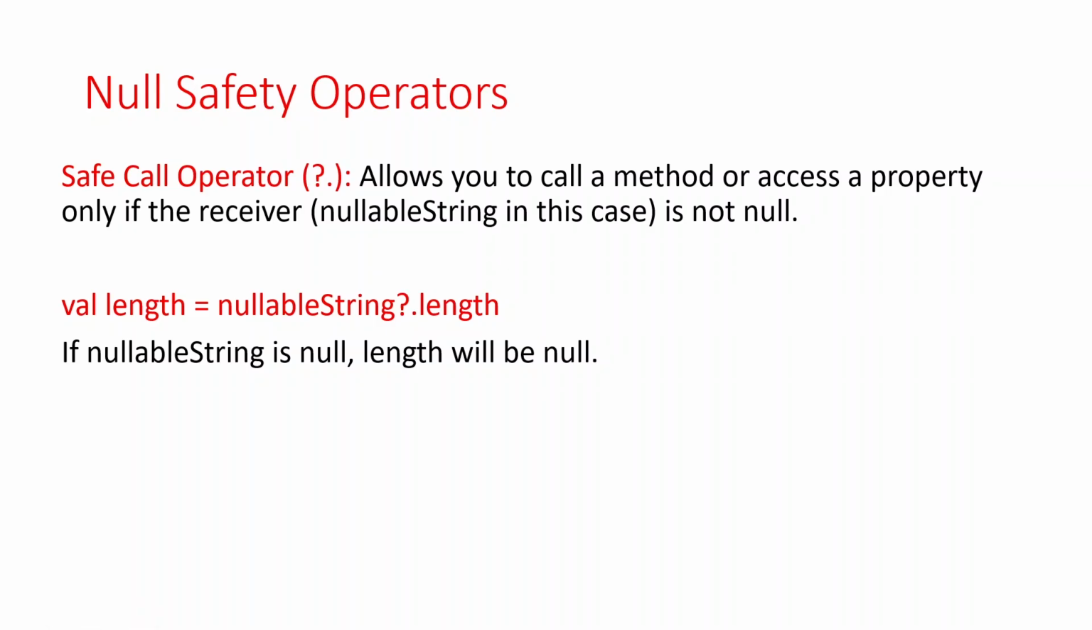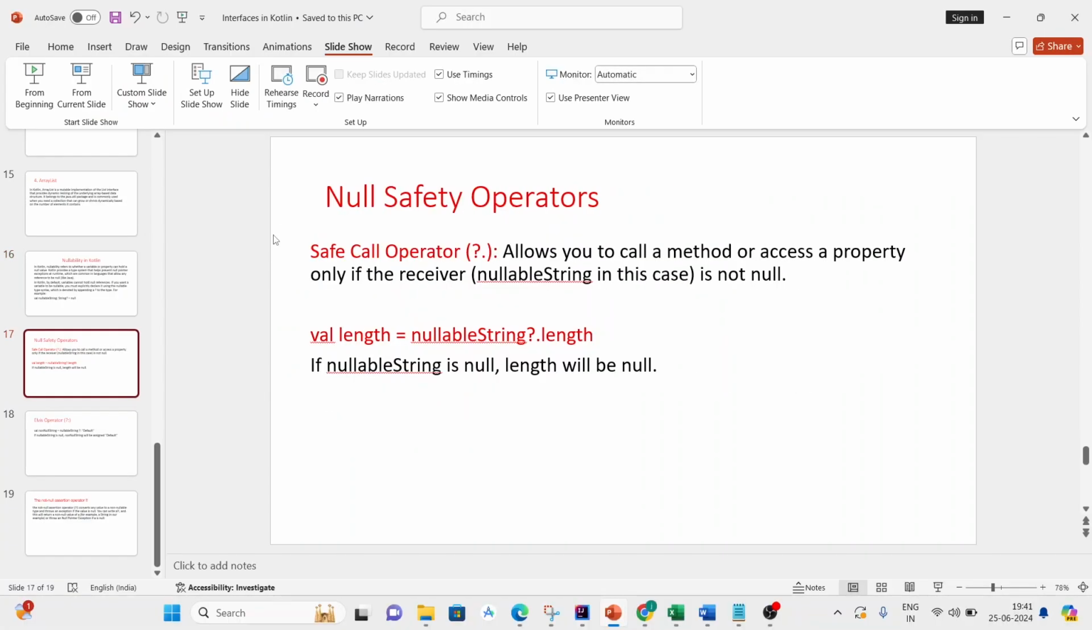Types of null safety operators. The first operator is the safe call operator. The safe call operator allows you to call a method or access a property only if the receiver, the nullable string in this case, is not null. For example, here I have taken one variable val length and I am trying to find the length of a string. If the nullable string is null, then the length will be null. Let's understand it by giving one example.